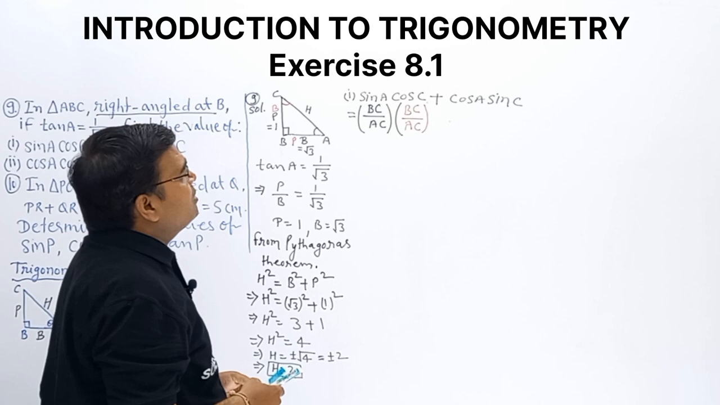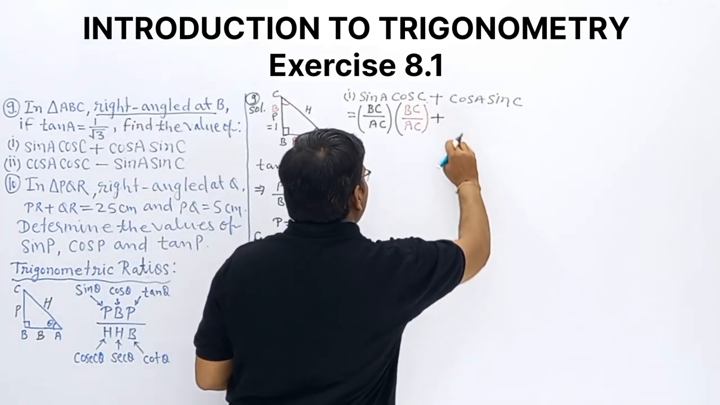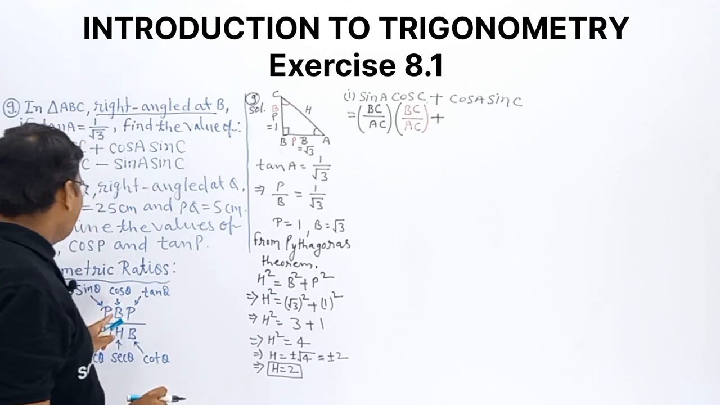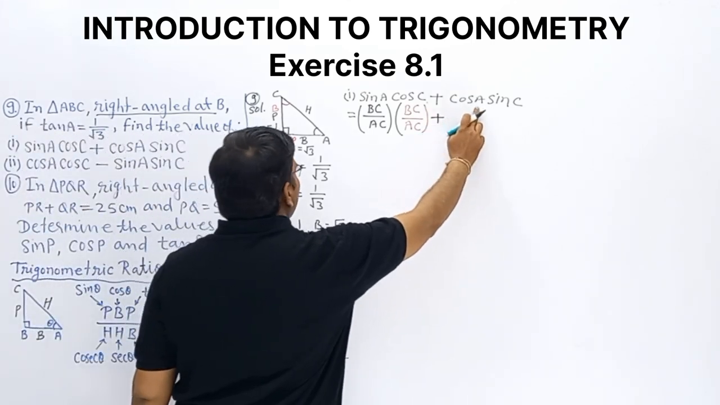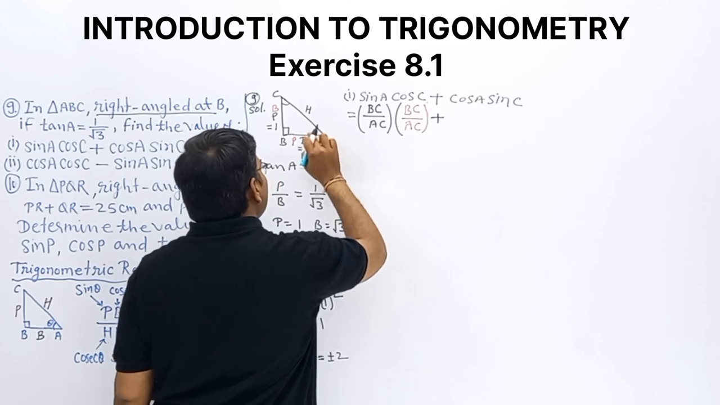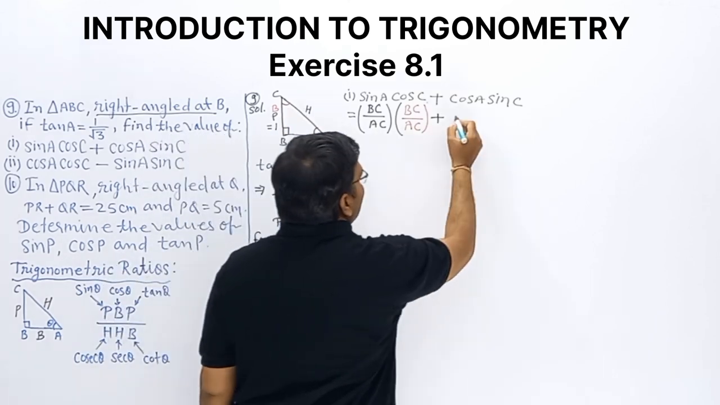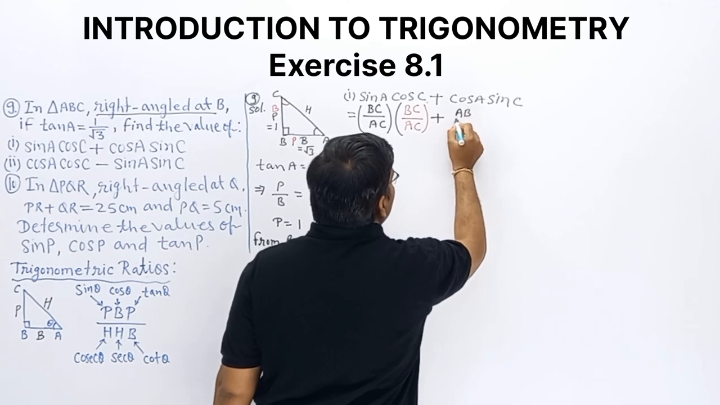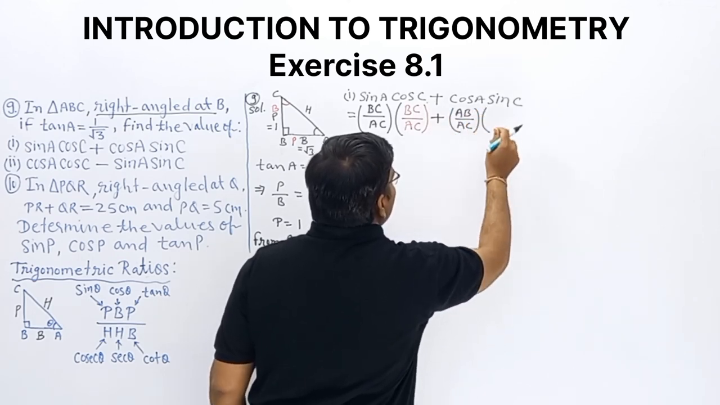Now what trigonometric ratio is coming? Cos A. Cos theta is base upon hypotenuse. So for A, its base is AB and the hypotenuse is the same. So this will be AB upon AC. Clear?